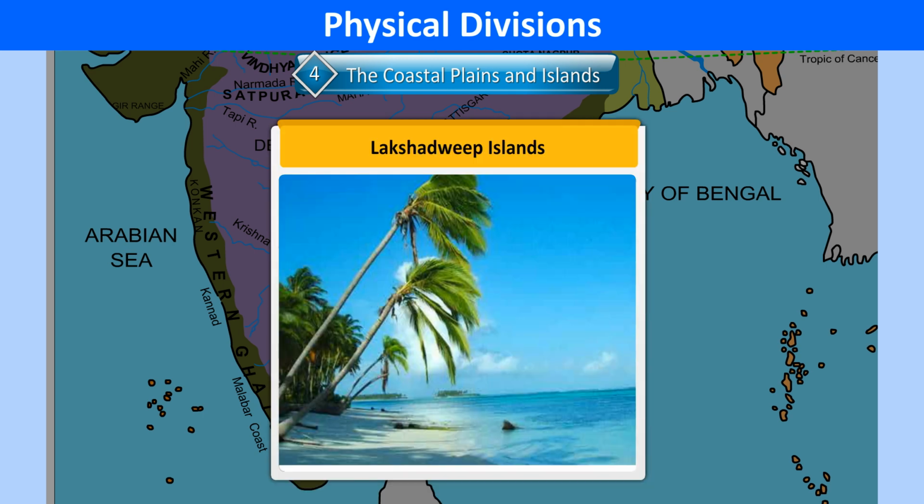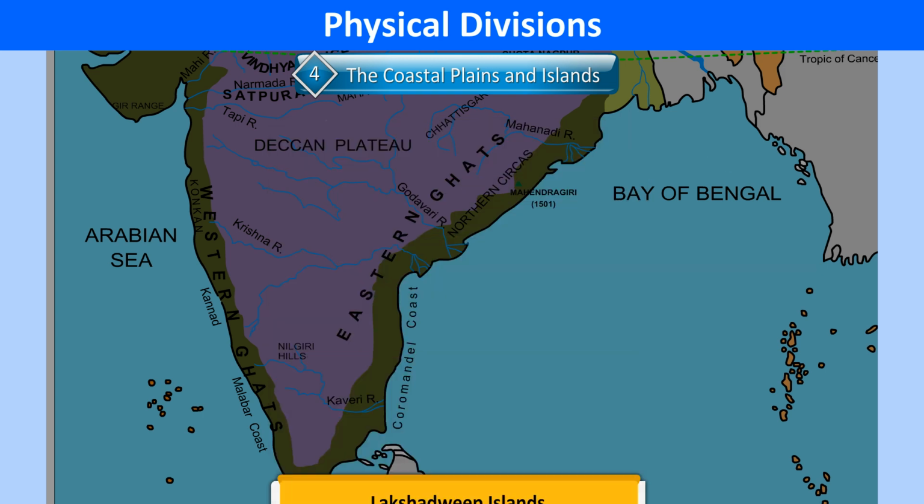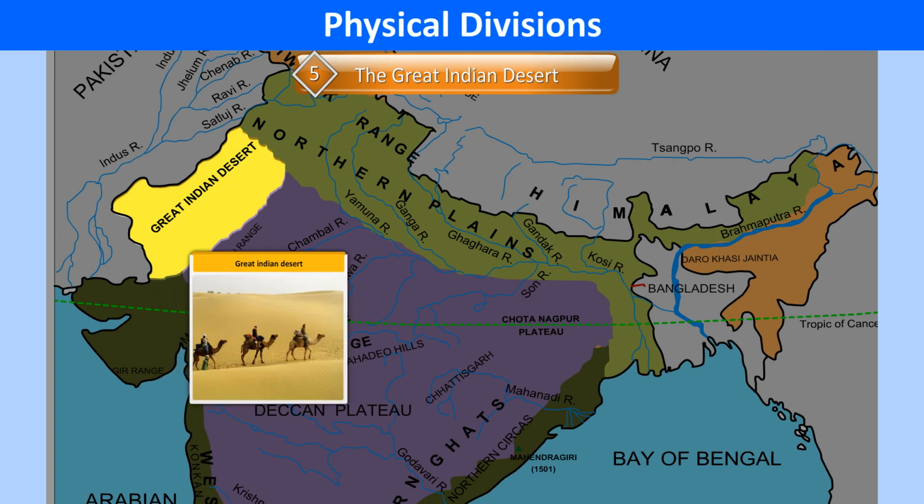The Lakshadweep Islands are coral islands. Only 11 of the 36 islands are inhabited by people. The word Lakshadweep means 100,000 islands in Sanskrit. The Great Indian Desert.